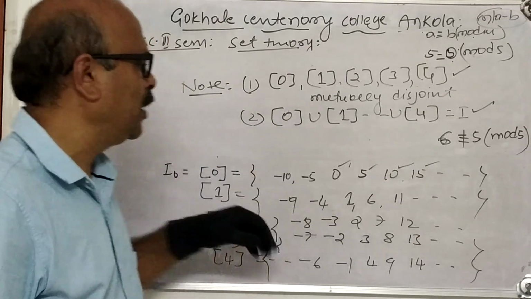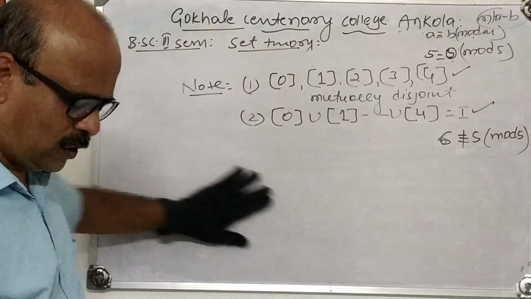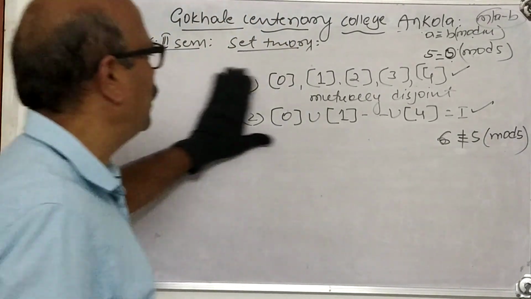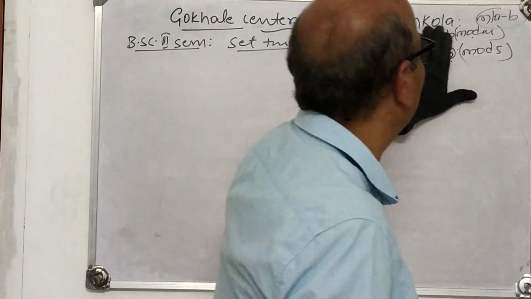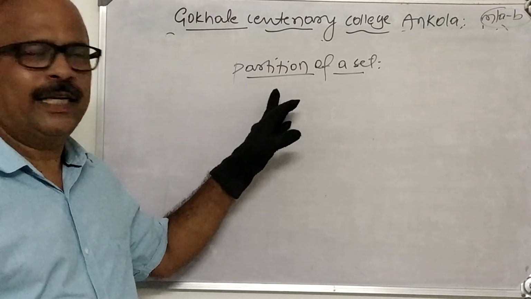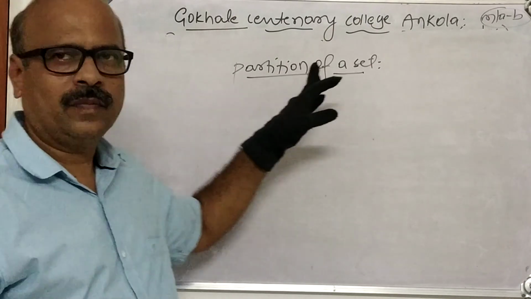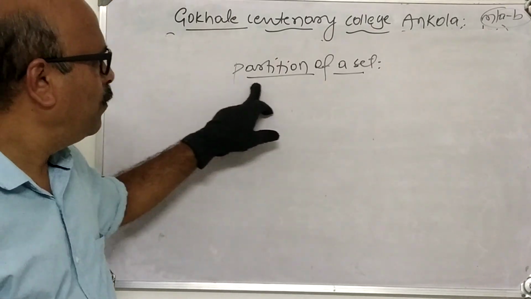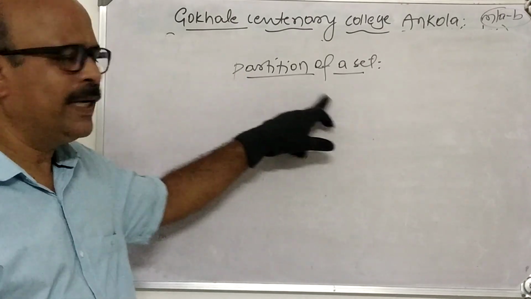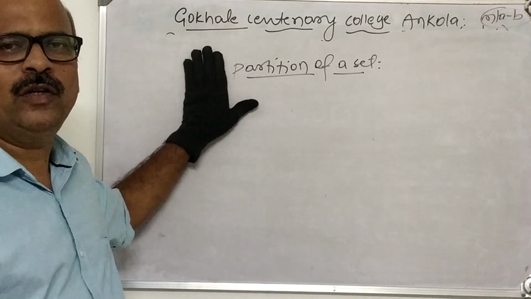I think by these two examples, equivalence classes are clear: the definition of equivalence classes and the property of equivalence classes. I conclude by saying this: in this video, I have completed one topic. Partition of a set is a different topic, and let us consider that in the next video. Thank you.